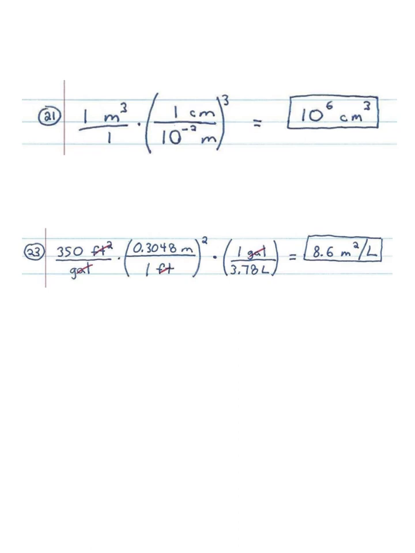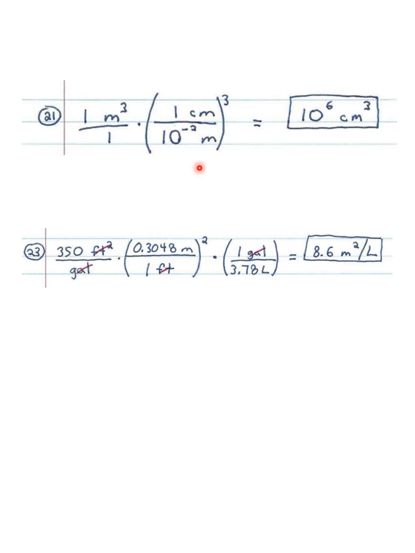Number 21 involves a metric conversion with a volume. How many cubic centimeters are in a cubic meter? So what you should do is start with the given information. We're dealing with 1 cubic meter. Then we do the conversion. We know that a centimeter is 10 to the negative 2 meters. So there's the conversion, 1 centimeter over 10 to the negative 2 meters.